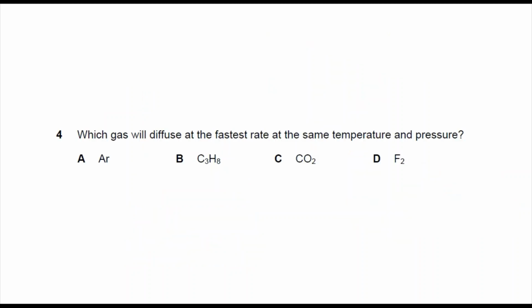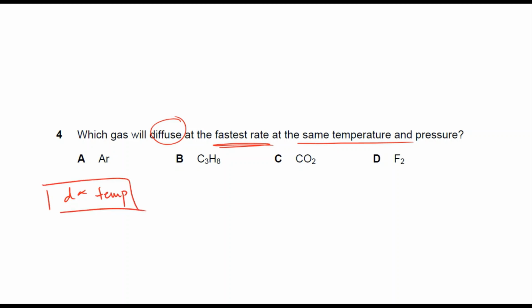Question number 4. Which gas will diffuse at the fastest rate at the same temperature and pressure? And we're talking about diffusion at the fastest rate and the same temperature and pressure. Well, two factors affect the rate of diffusion according to your syllabus. Diffusion is directly proportional to temperature. That means if you increase the temperature, the diffusion rate for a certain gas will also increase. Other than that, diffusion is inversely proportional to the MR. What does this mean? It means the more heavy the gas is, the slower will be its diffusion, and that kind of makes sense, right?